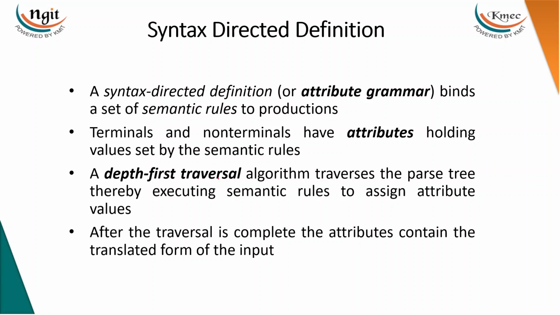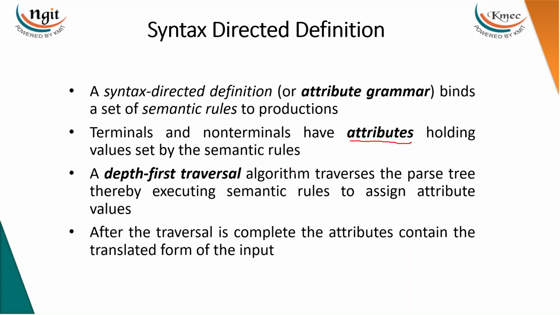So at the time of semantic analysis, these SDTs are also called attribute grammars. Every non-terminal or terminal is going to have some attributes, so they are going to describe the symbol. It can be a type, value, address, location, scope, can be anything. So attributes are the description about the symbol.